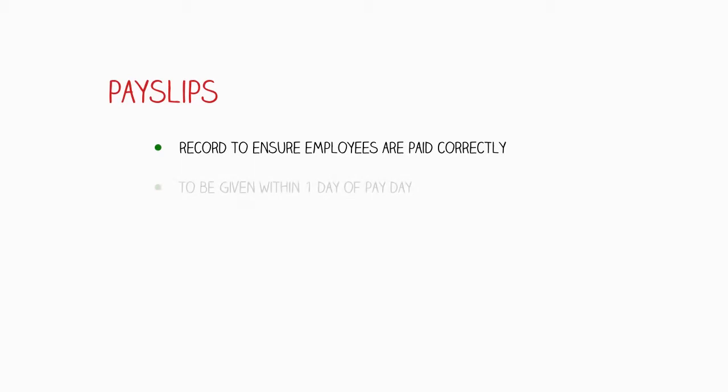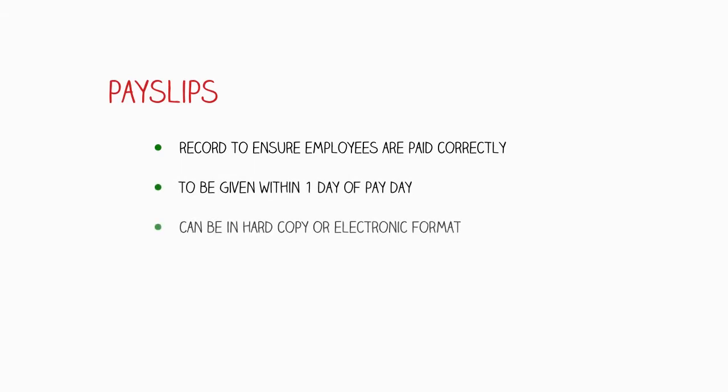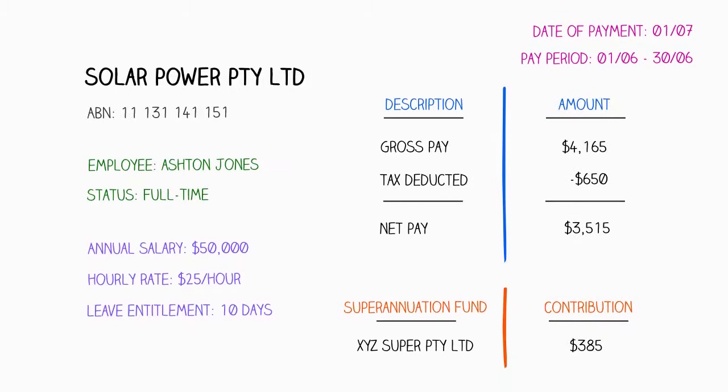Employers must present a payslip within 1 day of payday. They can either do so in hard copy or in an electronic format. Right, so what does a payslip look like? Now, not all payslips look the same, but the Australian government makes it mandatory for certain features to be included.